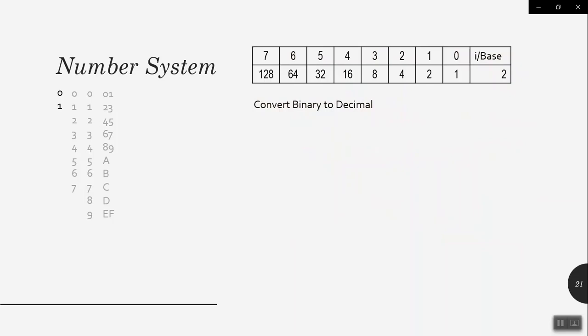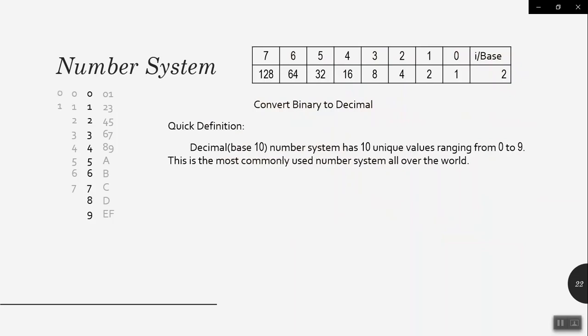So convert binary to decimal. Before we convert binary to decimal, let us have a quick definition. What is a decimal number system? A decimal or base 10 number system has 10 unique values ranging from 0 to 9. This is the most commonly used number system all over the world.